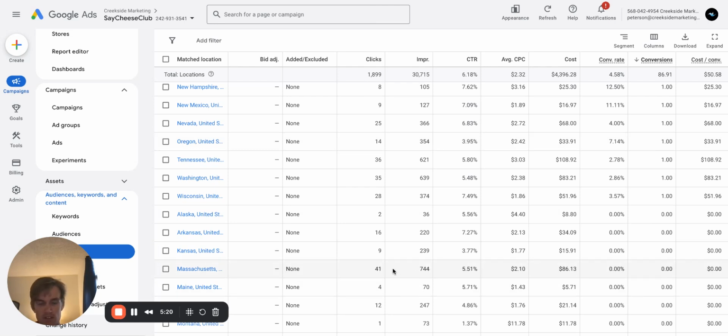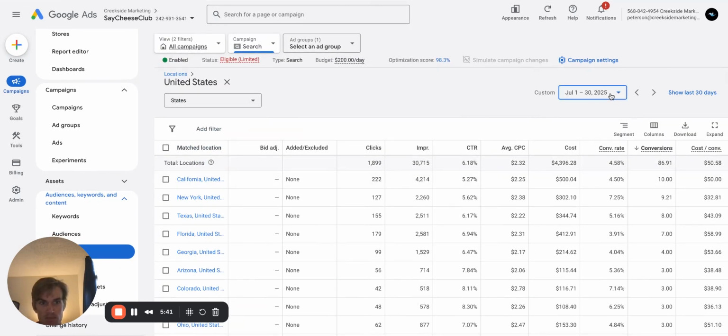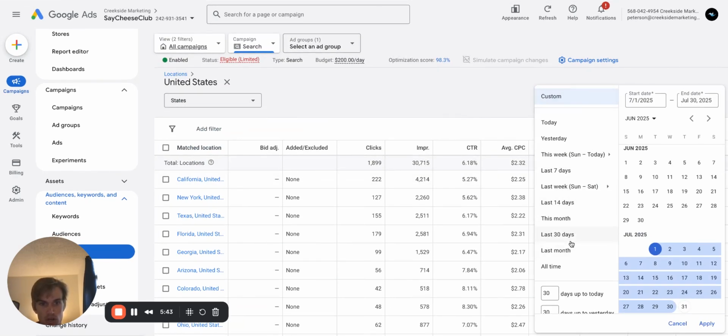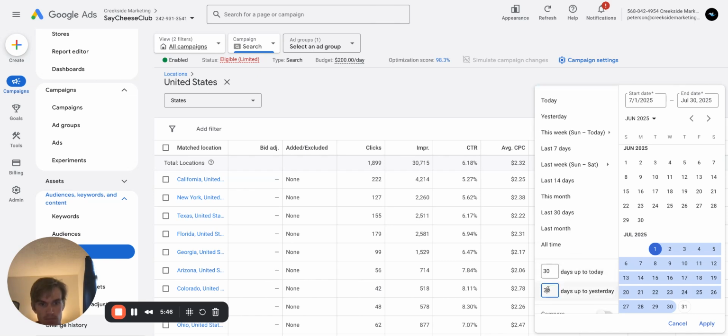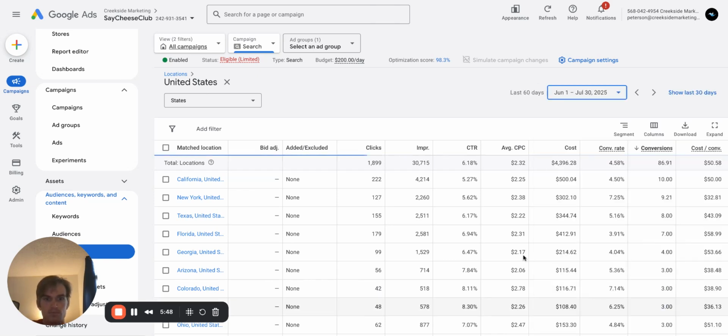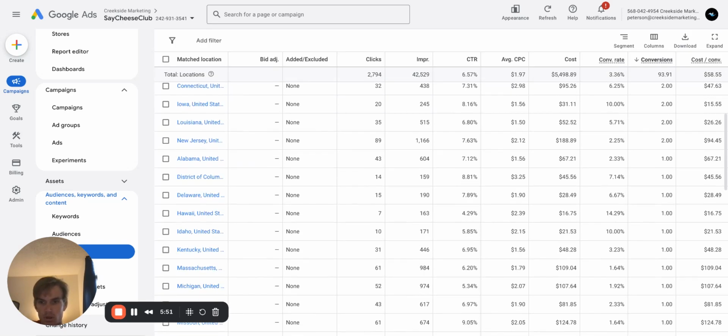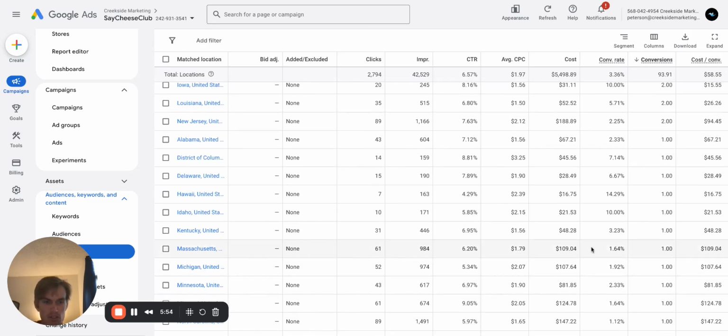So for example, this Massachusetts, we could basically say, hey, it should have already gotten us a conversion by now. It's got standard results for pretty much all the other stats. So cost per click, click-through rate's close enough, but conversion rate is just not there. So we can go back out and we can look at the last 60 days just to make sure. Go down to Massachusetts. Yep. So we can actually see, hey, we've gotten one conversion here.